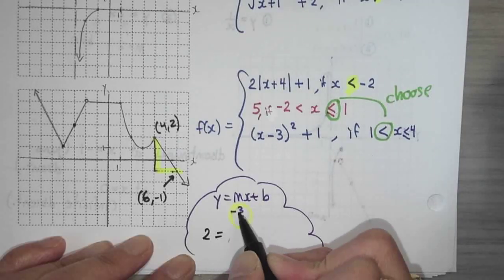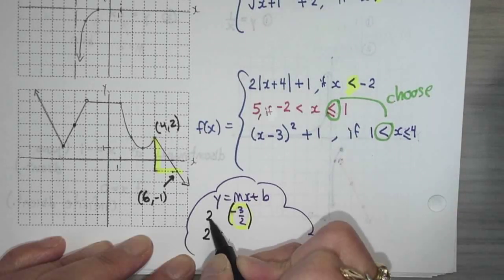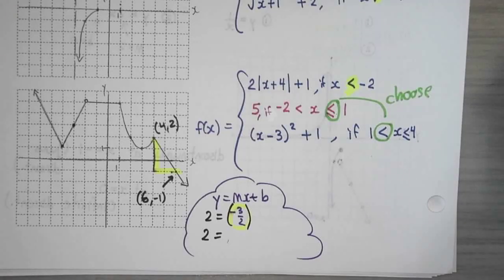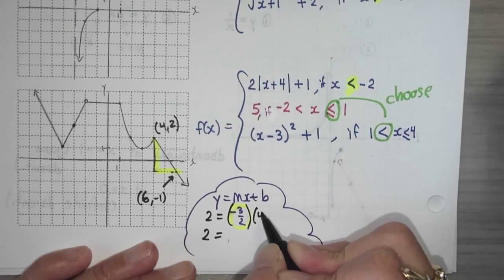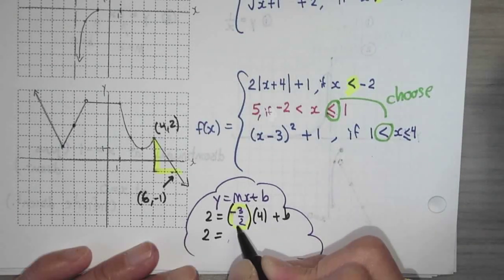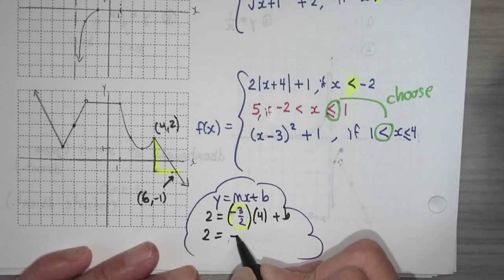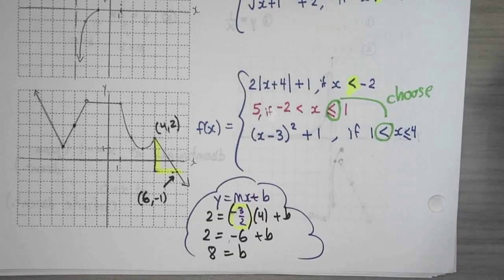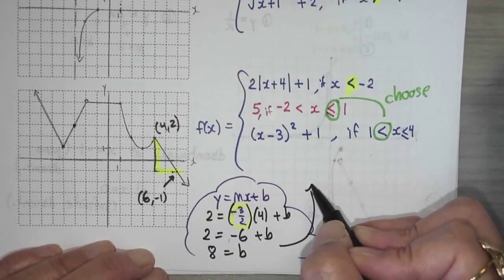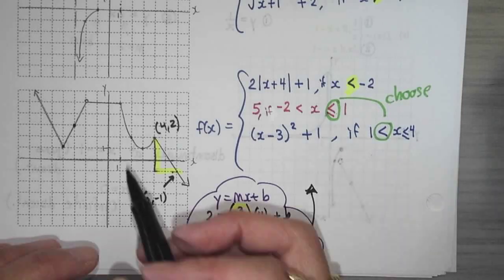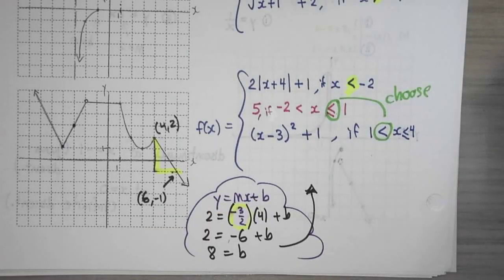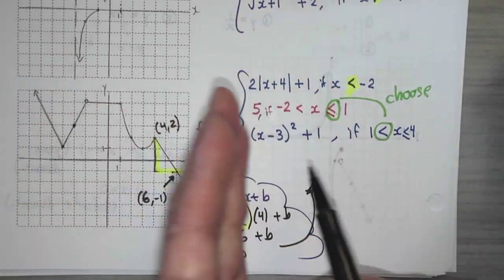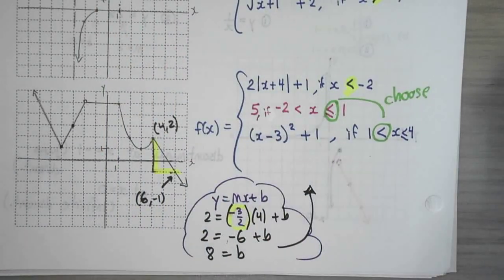So it'll be 2 equals m, which is -3/2, and x is 4, plus b. Solve that, so that'll be -6 plus b, so 8 equals b. So you go ahead and solve that. Then you put that back into your equation. Again, if you can count it, that's fine. But if the graph is so big or so far away, you can't count the squares, because sometimes this maybe is way over here and you can't get enough squares to count it accurately, just go back to the equation.